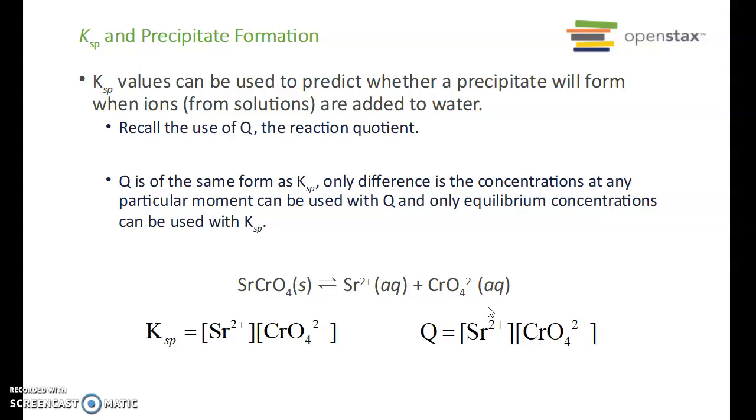for the Ksp, at any point in time before it reaches equilibrium, you'll also have the Q value there. The Ksp values can be used to predict whether a precipitate will form when ions from the solution are added to the water. And you use the Q coefficient in the same form as Ksp, just noting that you are using the exact concentrations at any given point in time since it has not yet reached equilibrium.